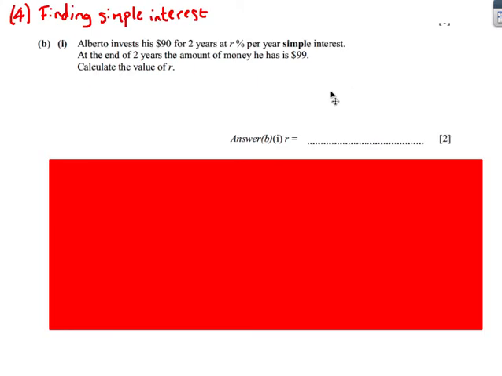Okay, now let's have a look at another question. This time we need to find simple interest. So we've got $90, 2 years, R% simple interest. At the end of the 2 years, we have $99. Find what R is equal to.